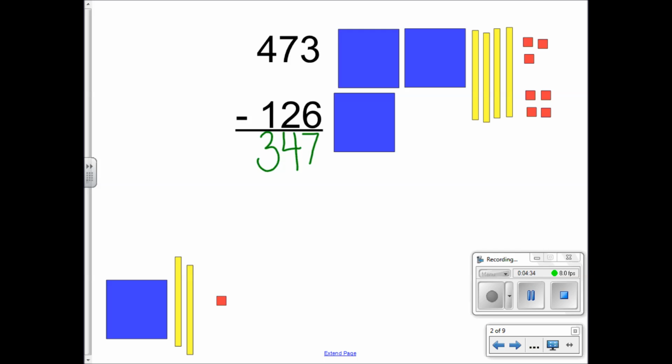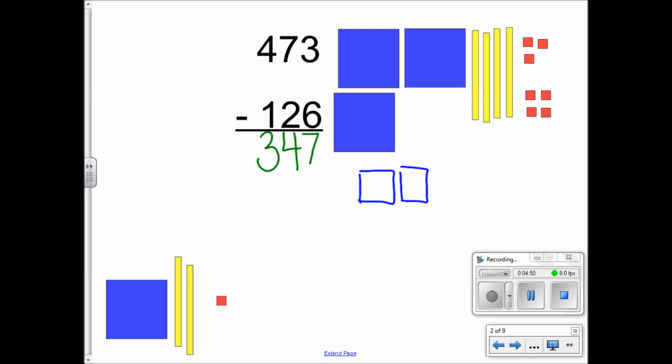So now what do I have? The difference. The difference between 473 and 126 is 347. Now what if you were doing this at home? You could only draw it. So I'm going to show you what that would mean.